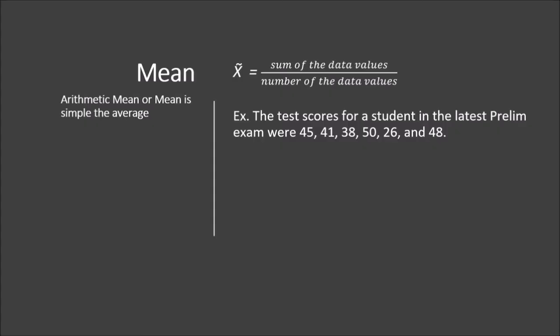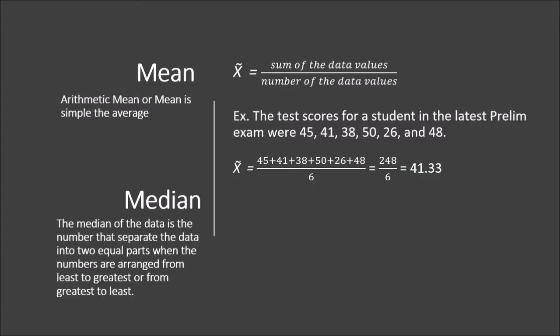Let's have an example. The test scores of the students in the latest prelim exam were 45, 41, 38, 50, 26, and 48. To find the mean, it does not matter what the arrangement of data is, we are just simply adding them. 45 plus 41 plus 38 plus 50 plus 26 plus 48 divided by the total number of data, which is 6. That is equal to 248 divided by 6 equals 41.33, and that is our mean.